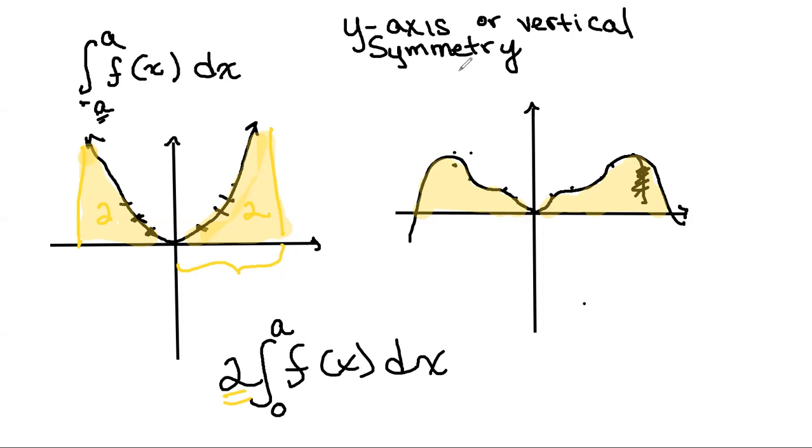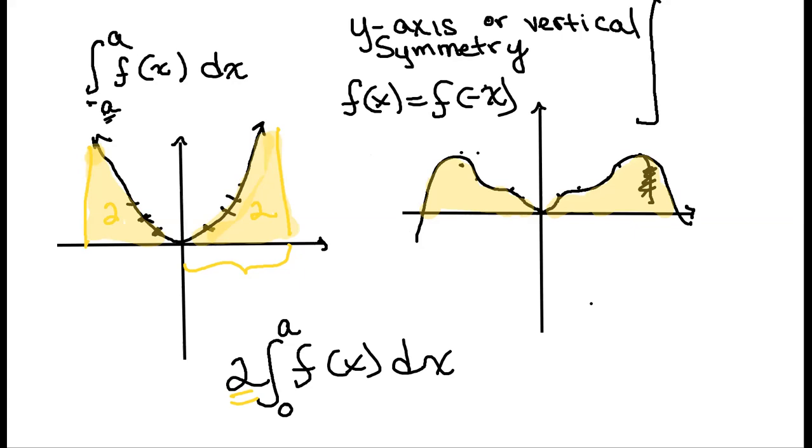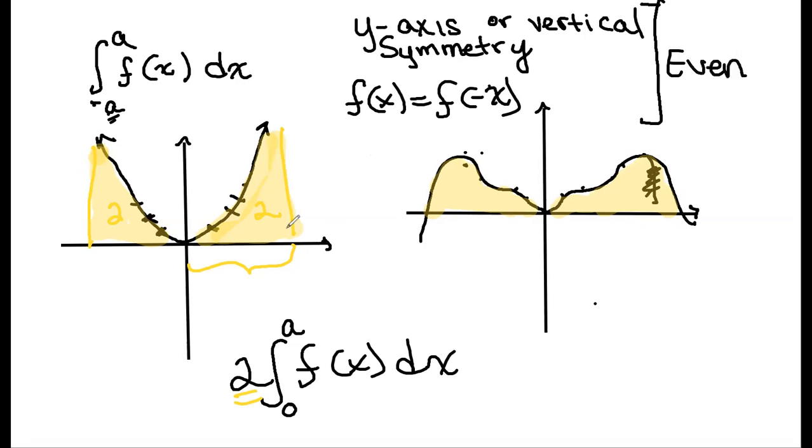So that's even symmetry. Another way to test, instead of just looking at the graph, is to evaluate f of negative x and see. If you can remember, an even function is when f of x is equal to f of negative x. So all of this is about even functions. Let's say you didn't want to evaluate this because it takes a lot of time. If you know just this side, you know this side.